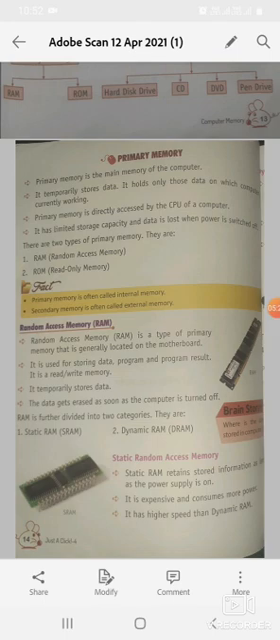Now this is about the reading of some pages. In the next video I will explain these topics. Till then, read this chapter with the help of this video once or twice. Thank you.